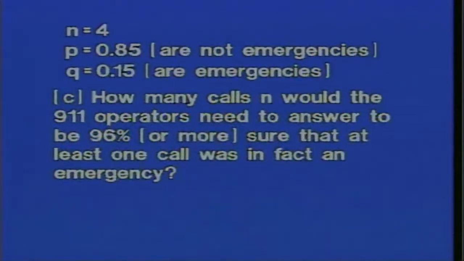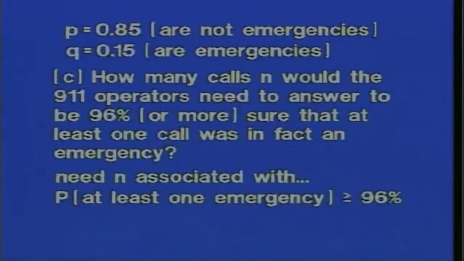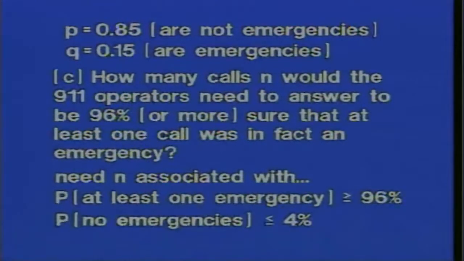Well, let's begin our analysis of the problem like this. We're looking for an N associated with the probability that we have at least one emergency being greater than or equal to 96%. So we certainly don't need this N of 4 that we have used for the past parts of the problem. Okay, now let's reinterpret the probability that at least one emergency occurs is greater than or equal to 96%. Now, at least one emergency. The antithesis of that is the probability of no emergencies being less than or equal to 4%.